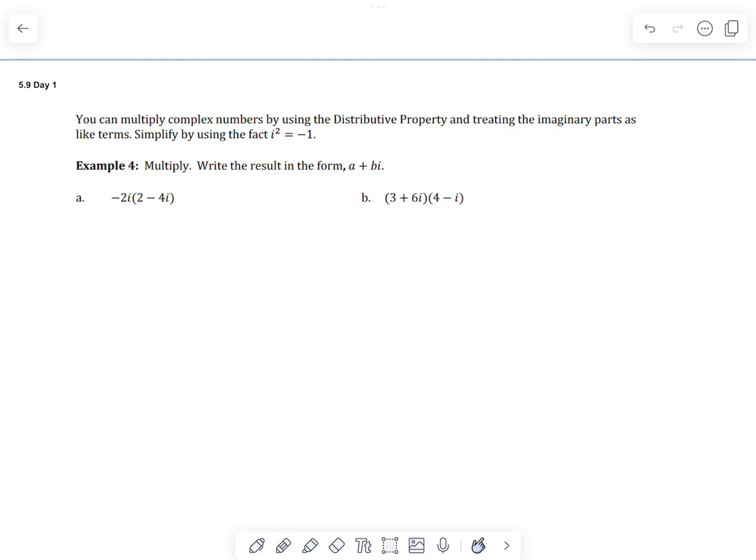Example 4, we're going to be moving on to multiplication. You can multiply complex numbers by using the distributive property. If you see an i squared, you're going to replace that with negative 1. So here's our first example. We're going to multiply these two complex numbers together.